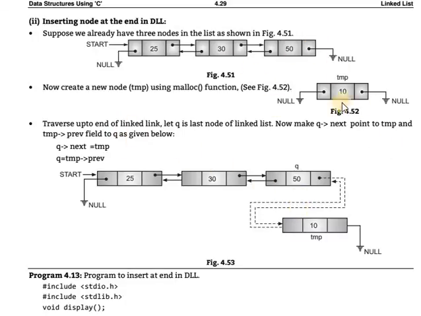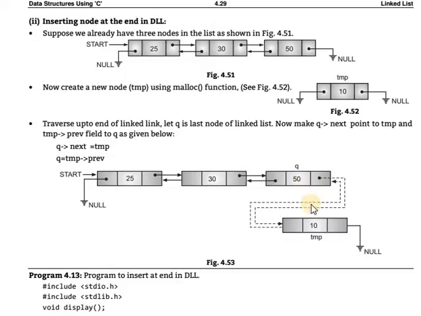Because q points to the last node, 1, 2, 3, we move it. After that, temp is connected with q's next, because q's next holds the address of the next element, and temp is our next element. So they are connected, and temp's previous is connected to q, meaning temp's previous points to q.